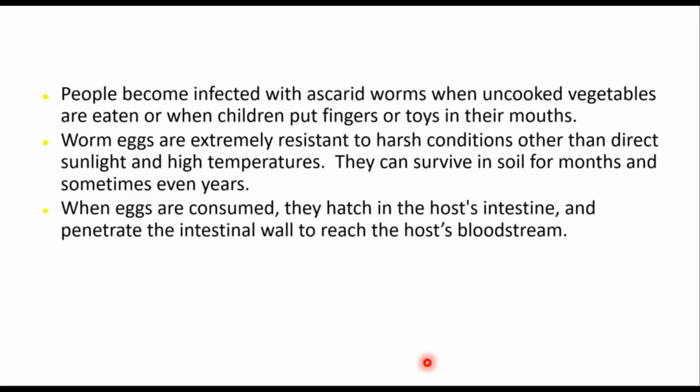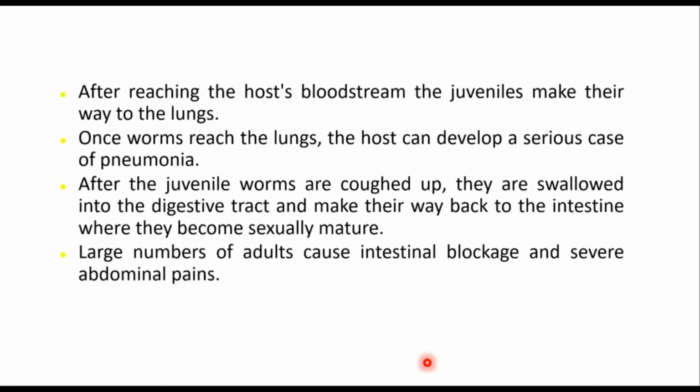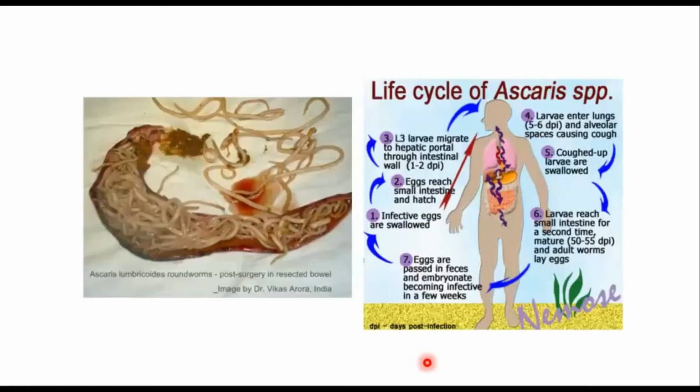When eggs are consumed, they hatch in the host intestine and then penetrate the intestinal wall to reach the host bloodstream. After reaching the bloodstream, the juveniles make their way to the lungs, and they can cause a serious case of pneumonia and so on. Also, a large number of adult worms cause intestinal blockage and severe abdominal pains. That's the life cycle as well.